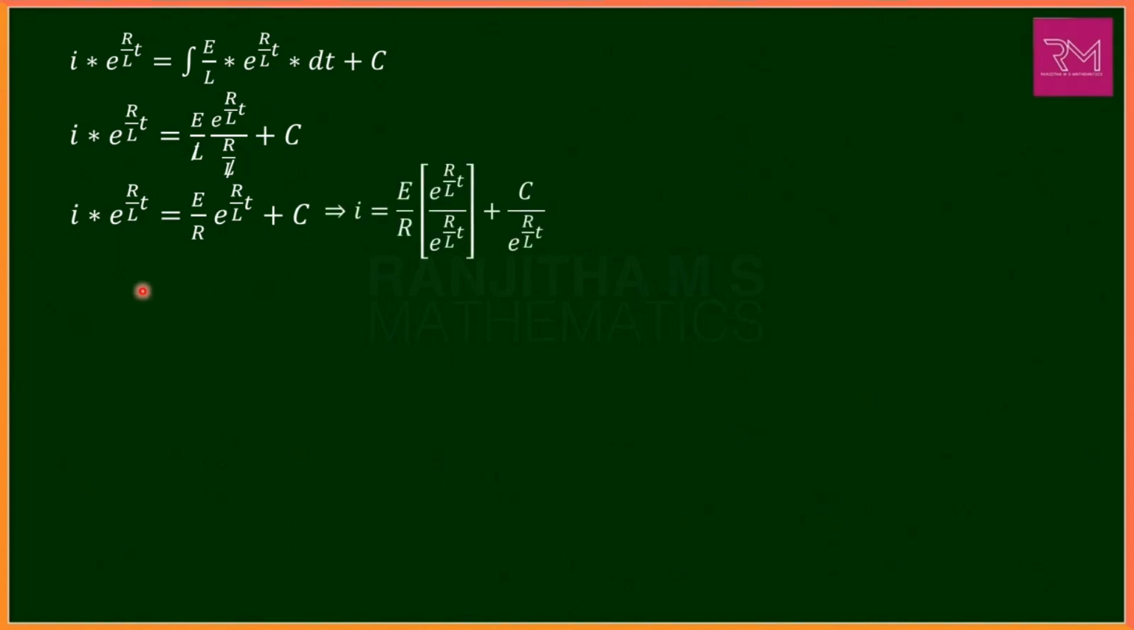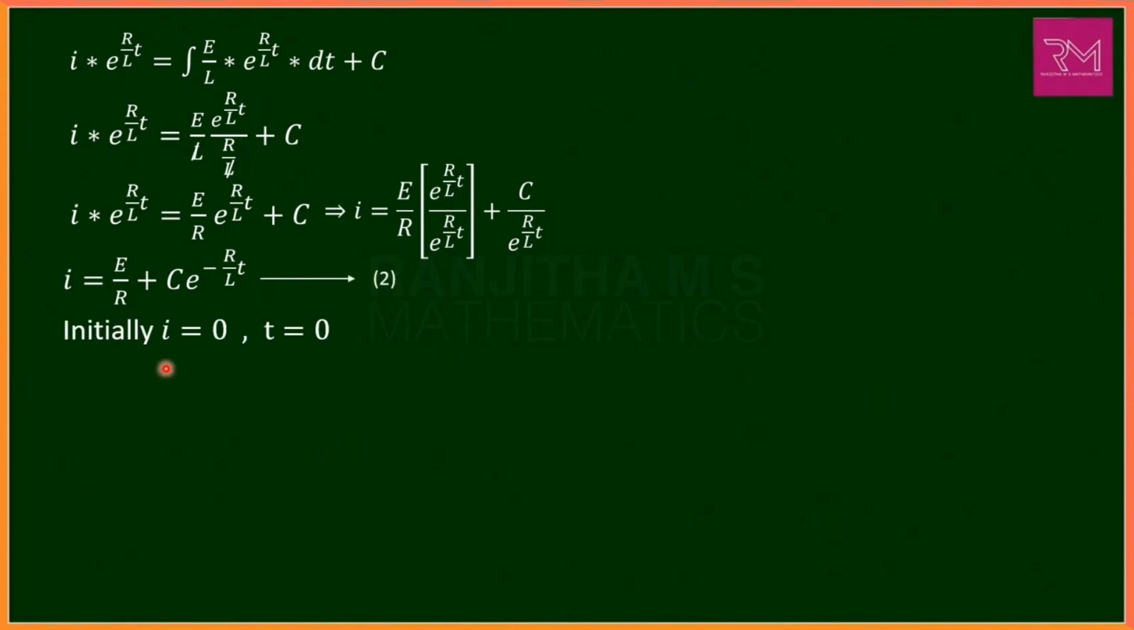Therefore, we can split it as I is equal to E by R into exponential power R by L into t divided by exponential power R by L into t, plus c divided by exponential power R by L into t. Here this term gets cancelled and the other value goes to the numerator. We get I is equal to E by R plus c into exponential power of minus R by L into t. This is the value of I. Call this equation number 2.